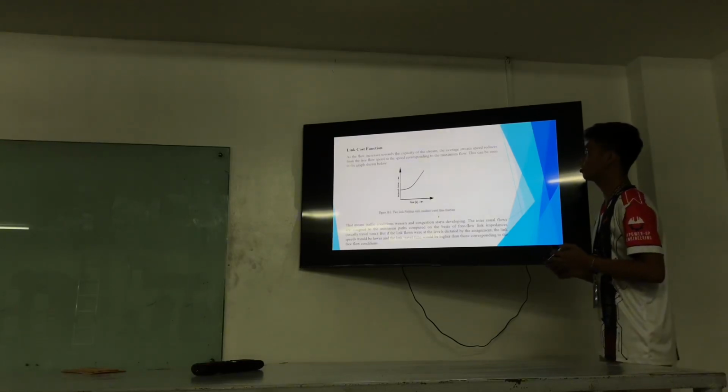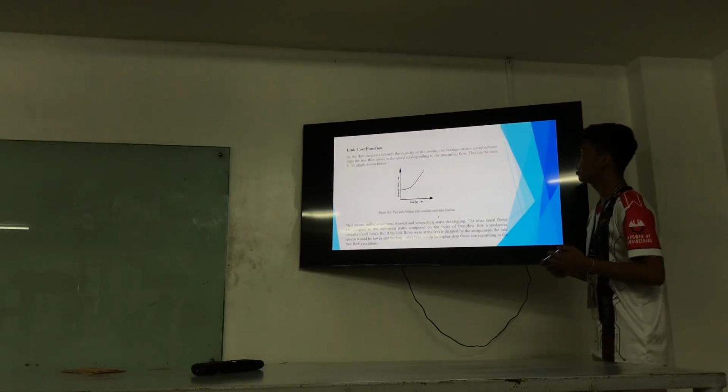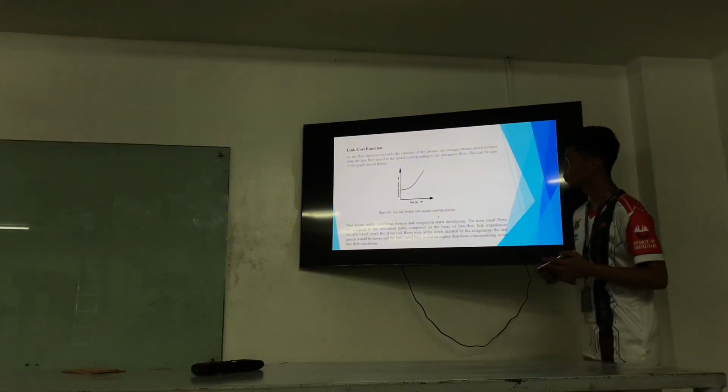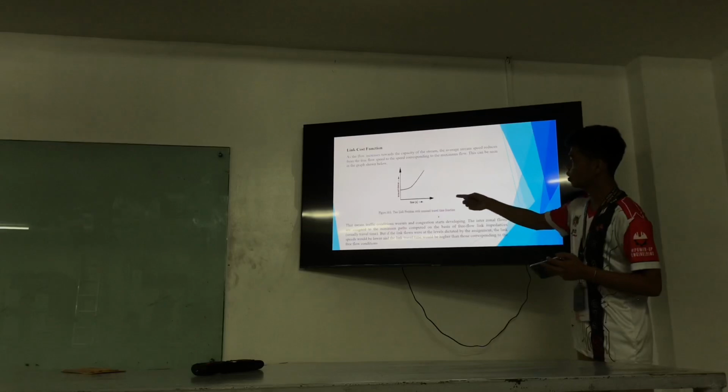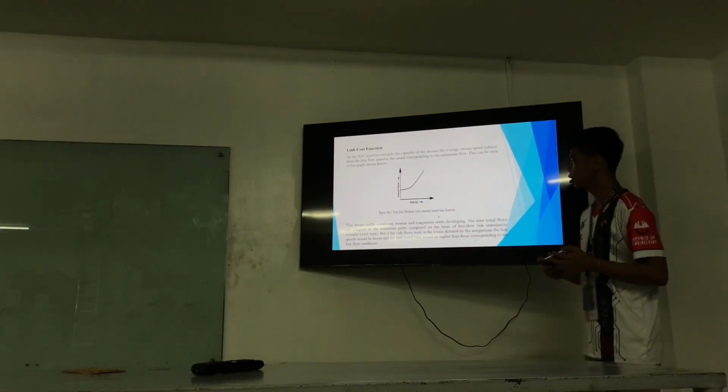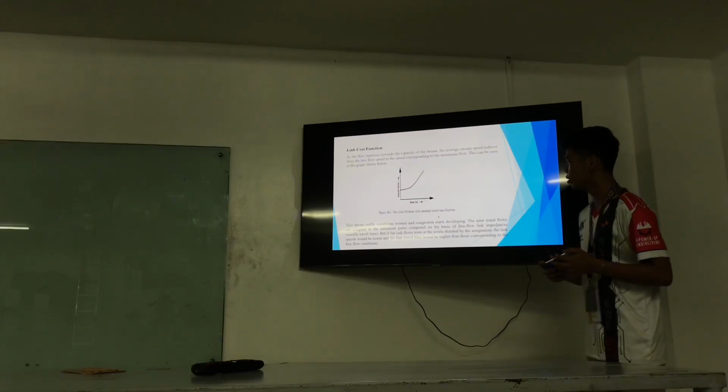stream speed reduces from the free flow speed to the speed corresponding to the maximum flow. This can be seen in the graph shown below. So this is the graph. That means traffic conditions worsen and congestion starts developing.